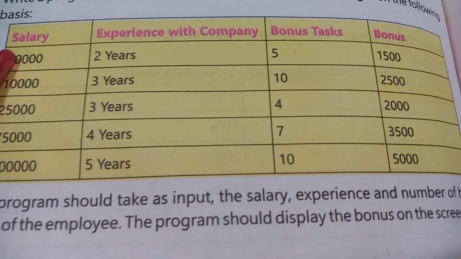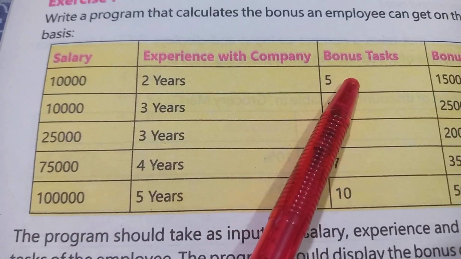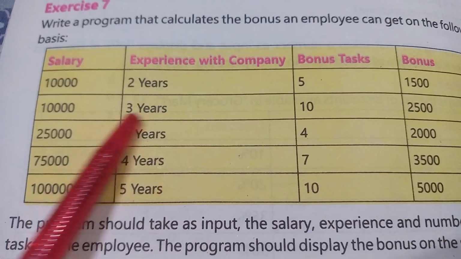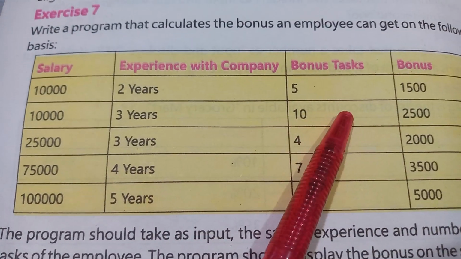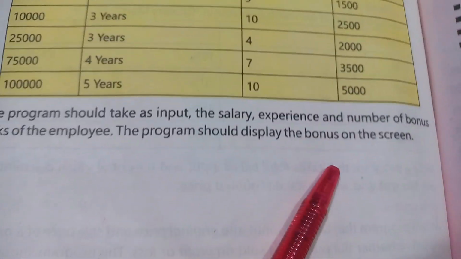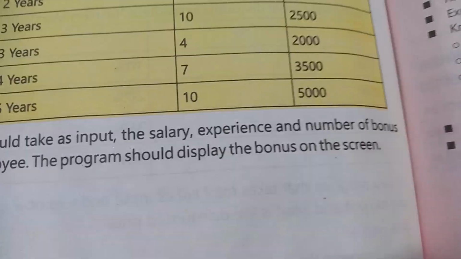Salary is 10,000, experience is 2 years, and bonus tasks are 5. Then we will print 1500. After that, if these 3 conditions are satisfied, then we will print the bonus 2500, and so on. The program should display the bonus on the screen.